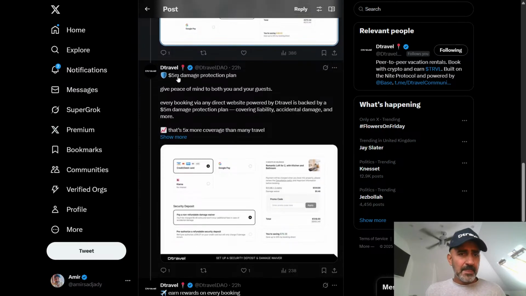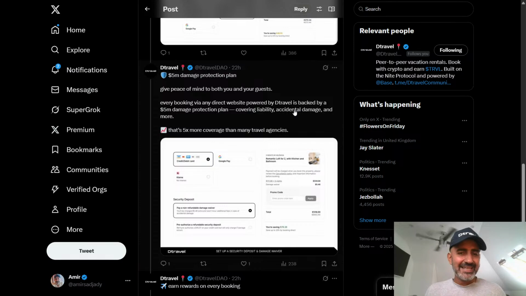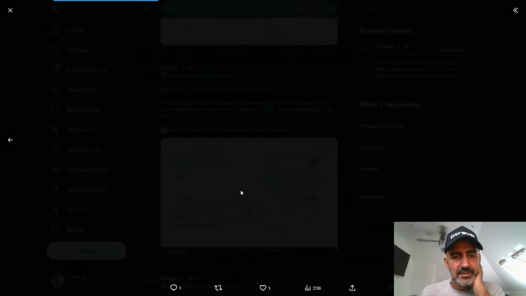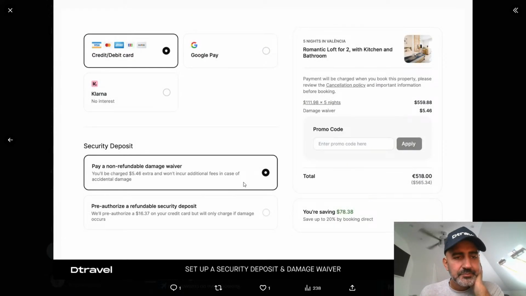Number 4, $5 million damage protection plan. Give peace of mind to both you and your guests. Every booking via any direct website powered by Dtravel is backed by a $5 million damage protection plan covering liability, accidental damage, and more. That's 5x more coverage than many travel agencies. Look at that.